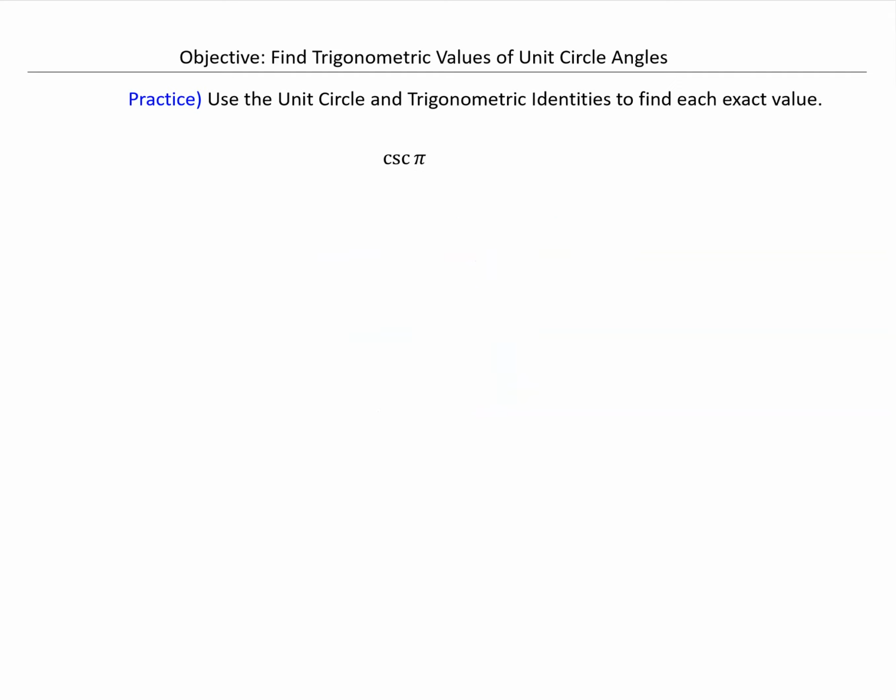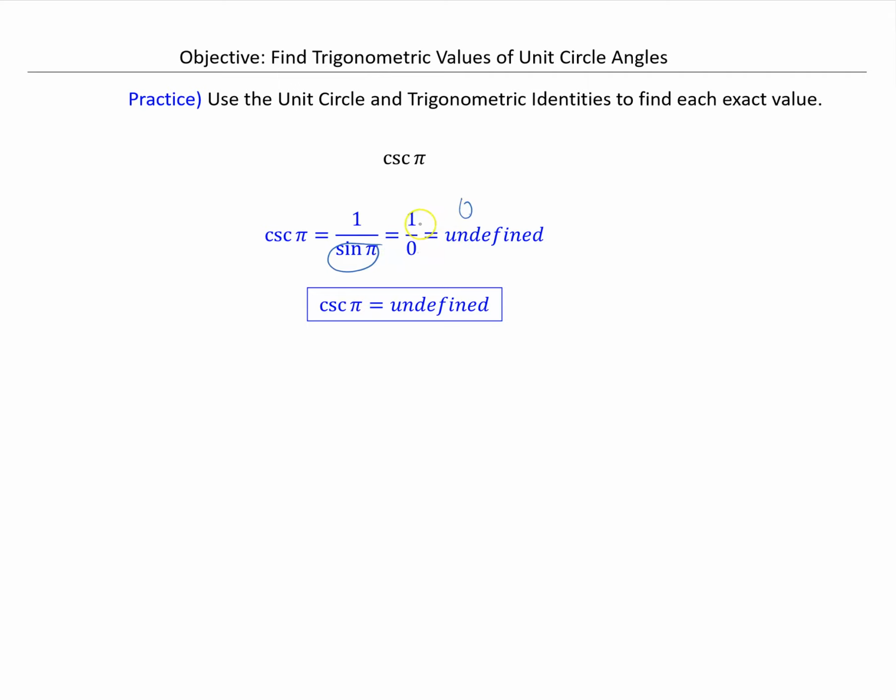Another practice problem to try. Pause here. All right, let's take a look at the result for the cosecant of pi. Hopefully here you did come up with undefined, because the sine of pi is 0, and if you'd said 0, remember 0 times 0 is not 1, so that number sense wouldn't make sense. So that gives us our undefined ratio.